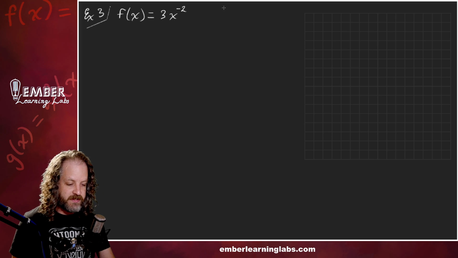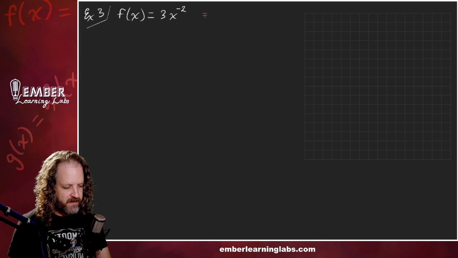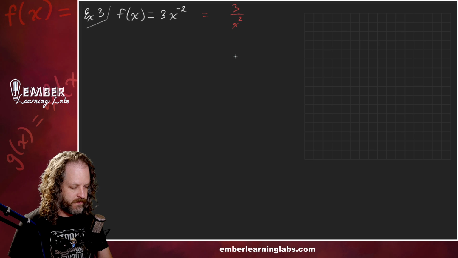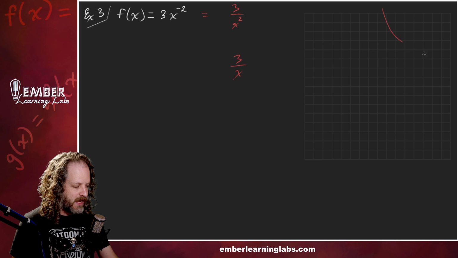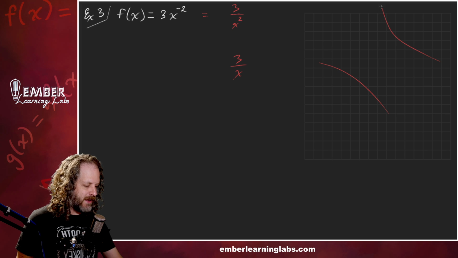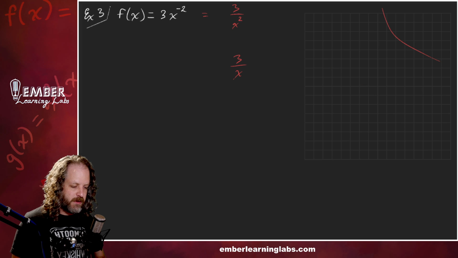So what is this going to look like? Well, this is a reciprocal function, so this is the same as 3 over x squared. We have seen before 3 over x. We've seen that, right? That would be something that looks like this. That's terribly drawn and crooked, but you get it, right? You remember those. You've seen those before. That would be like that.